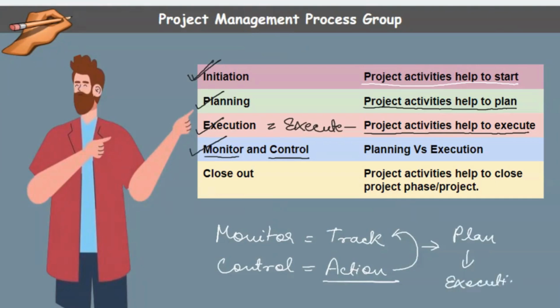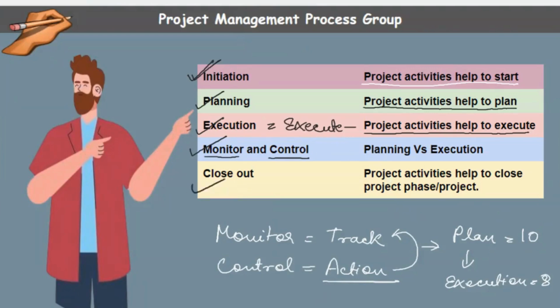Like suppose you have given your team 10 tasks to do per day, and day 1 at the end of the day, they were able to complete only 8 tasks. So there is a gap of 2 tasks. So now you have to take a action. You have to talk to your team and do a brainstorming on why they are missing the target and find a solution for it. All the activities which helps in monitor and control comes under monitor and control process group.